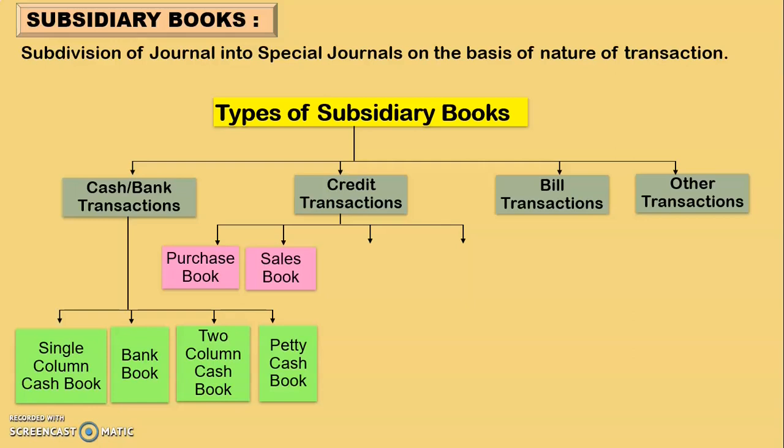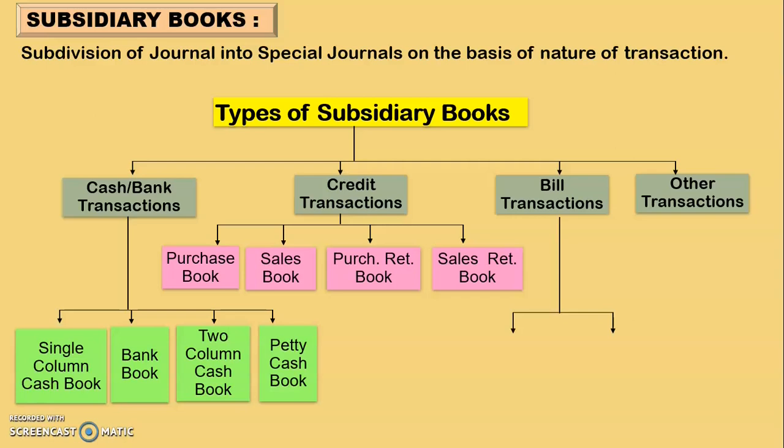Now students, keep one thing in mind. In purchase book and sales book, we record purchase of goods and sales of goods. If there are any assets purchased or any assets sold, we do not record them in these books. Then purchase return and sales return. So if you have purchased any goods and returned them back, or if you have sold any goods and the customer has returned back those goods, then they will be recorded respectively in purchase return book and sales return book.